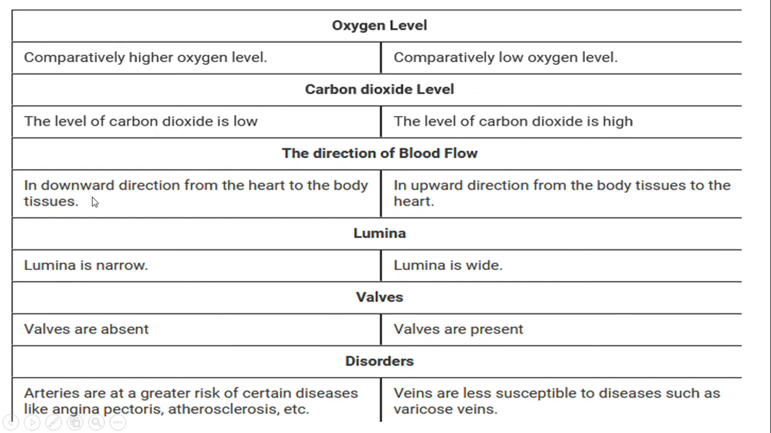Arteries run in a downward direction from the heart to the body, but veins run in an upward direction from the body tissue to the heart. The lumen is narrow in arteries, and the lumen is wide in veins. Valves are absent in arteries, but valves are present in veins. Arteries are at great risk of certain diseases like angina pectoris and atherosclerosis, but veins are less susceptible to disease, though they can develop varicose veins.